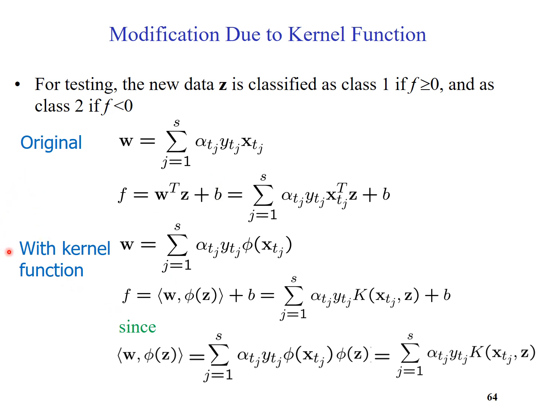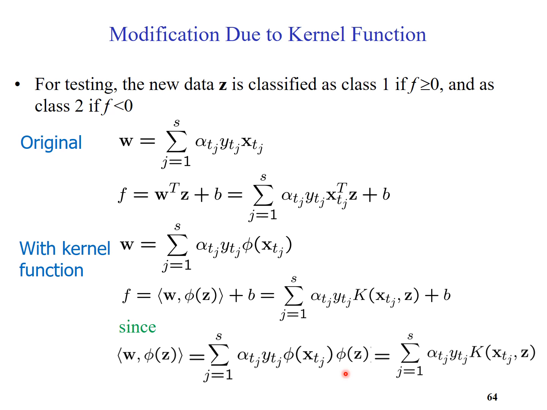Okay, let's move on. Now we have a nonlinear case. In the nonlinear case, we use the kernel function. Looking at the original form, this is W, this is F. These are transformed into this. The original data X is now mapped toward a higher dimension. So you have the mapping of X, and this F here is represented as this.